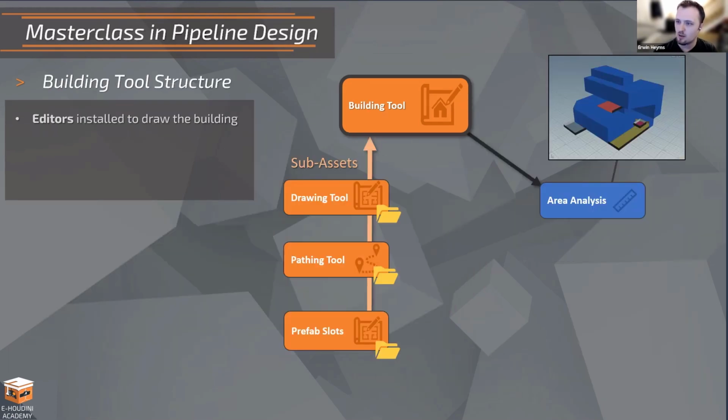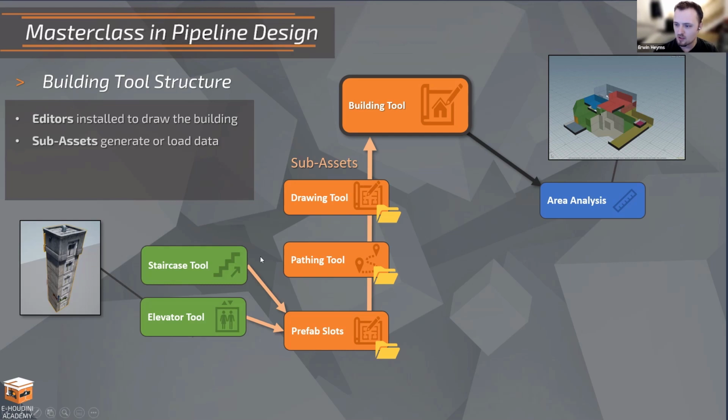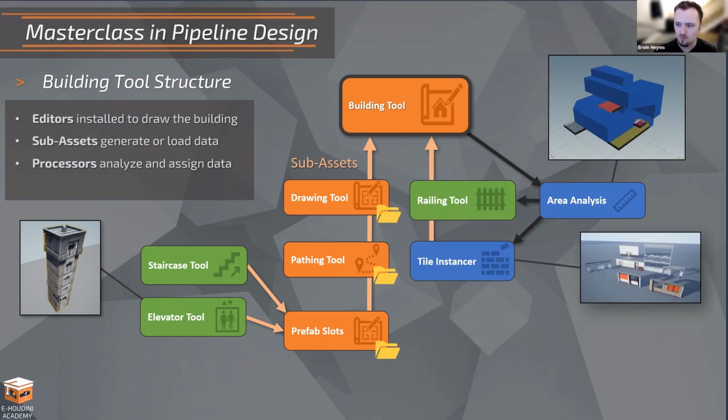Now in this case, for the building tool itself, it actually contains several editor sub-assets. So we have a drawing tool, we have a pathing tool for the corridors, and then we have a prefab slot system. So you can load in these prefab assets like the staircase, the elevator and such. So in this case, that's what I have here. It also configures them properly. So depending on the height of the floor or maybe the height of the building, right? How many levels you have, it will configure the elevator or the staircase.